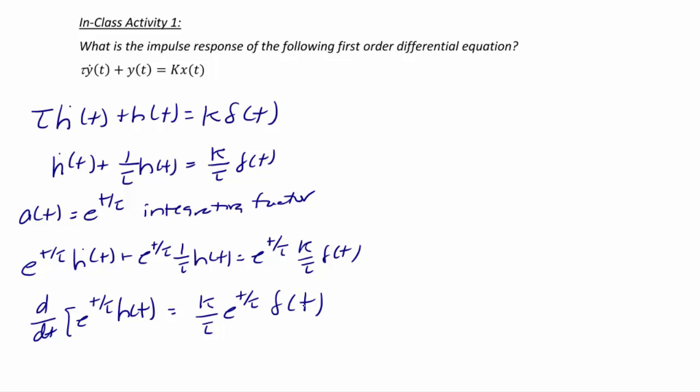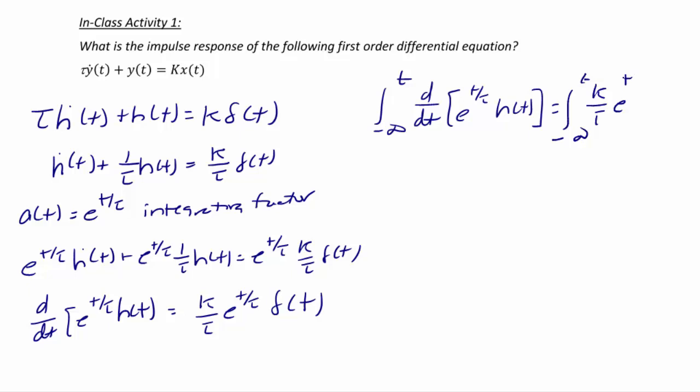delta of t. So our next step is to integrate both sides from negative infinity to t. So I have the integral from negative infinity to t, the first derivative of e to the t over tau h of t. And on the right side, I have equal to the integral from negative infinity to t, k over tau, e to the t over tau, delta of t dt. After I find that integral, I have that the left side is equal to e to the t over tau, h of t, which equals, once again, the integral from negative infinity to t, k over tau, e to the 0 delta of lambda d lambda.